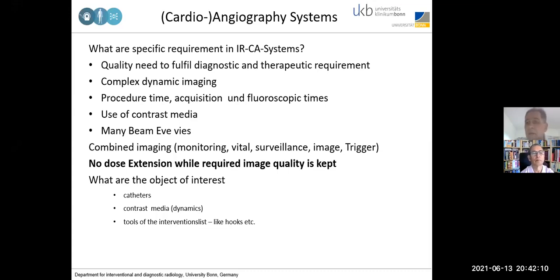And then another problem is you have to ask the operator, the interventionalist who is actually doing the procedure, what he would like to see. I mean, what are his aims, and what are the objects he would like to see. He would like to see a catheter. Maybe he would like to see a contrast media, even not the contrast media in static forms. He would like to see it flow. So he would like to have a dynamic imaging. He would like to see hooks, or whatever he would like to see. You have to figure out together with the operator, are these things matched with what I'm testing?